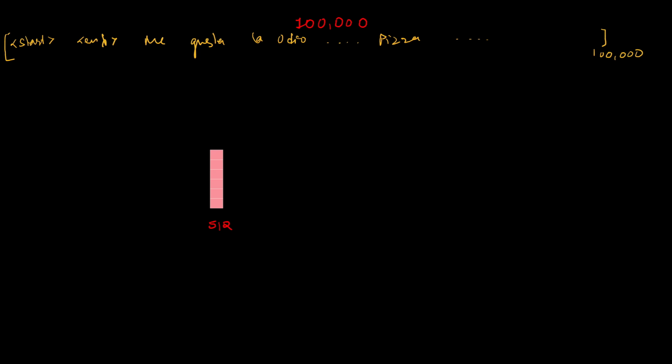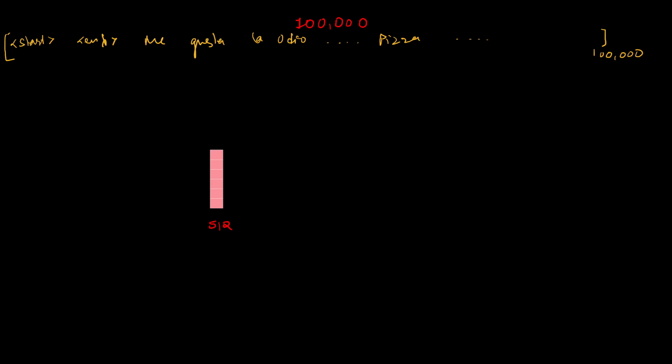Let us assume that we have 100,000 words in our Spanish vocabulary. These 100,000 words can have the start token, end token, and words like me, gusta, la, odio, pizza, and so forth. So this vocabulary will have 100,000 Spanish words. Our prediction is going to be one of these words.